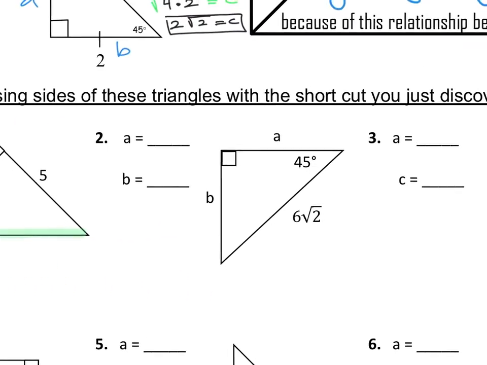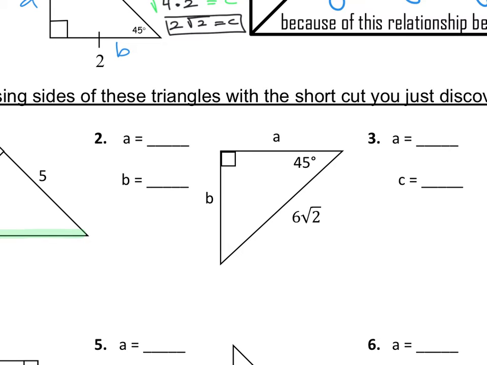Now let's move on to number 2. Highlight the hypotenuse. So the hypotenuse is 6 root 2. So if this is x root 2, that means x is going to be 6. So then the legs are going to be 6. Let's move on to number 3.